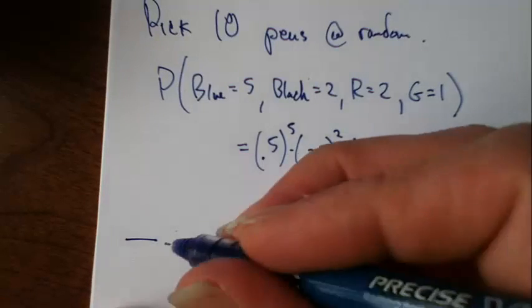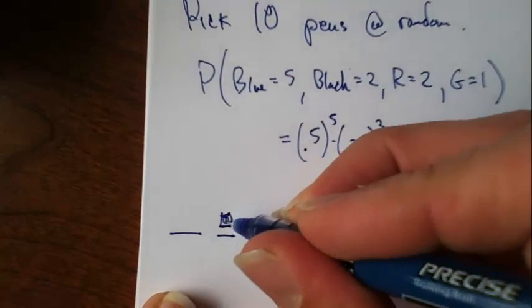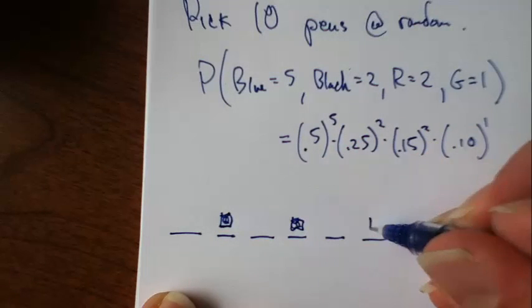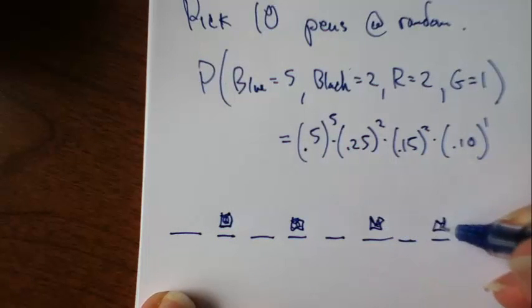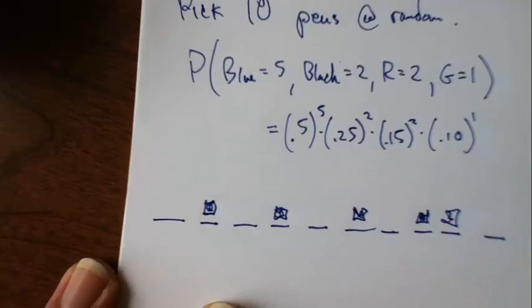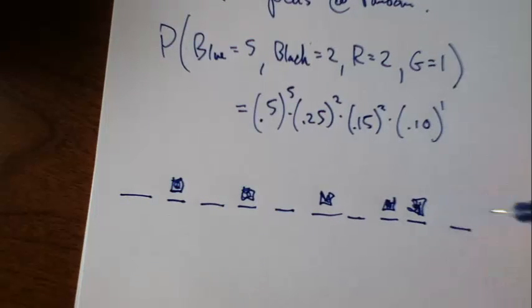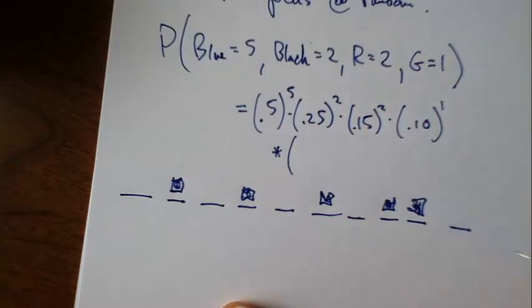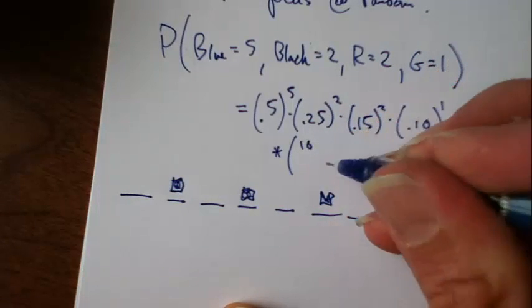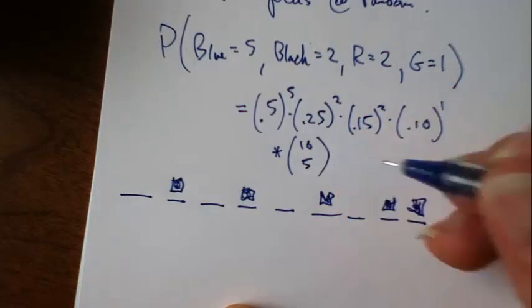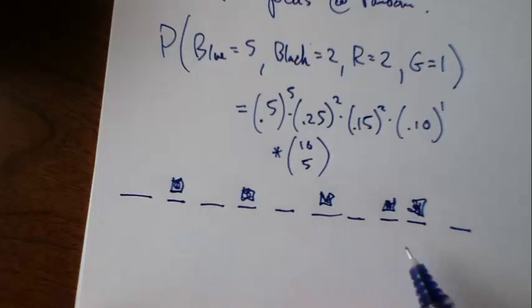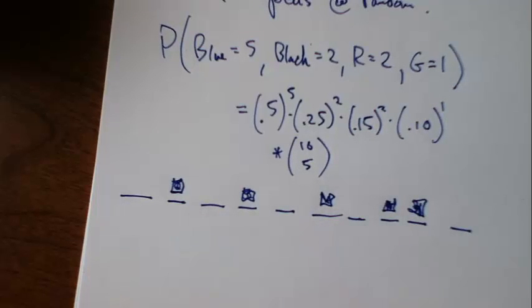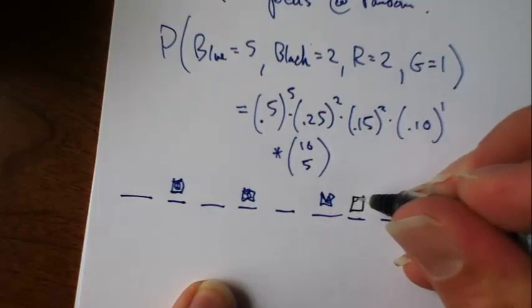But now I haven't accounted for the order in which this occurs, right? I could put these blue pens almost anywhere. I've got to pick 5 places to put those blue pens. And how many ways can you place those 5 things? Well, there are 10 places total, 10 trials, and I've got to pick 5 of those 10 trials to result in blue pens.